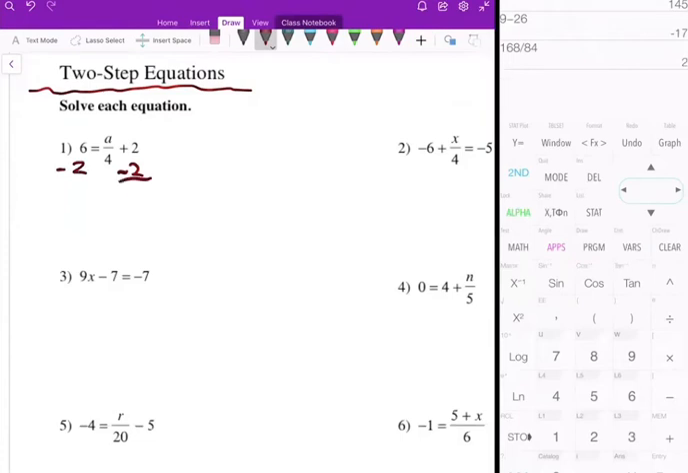So 2 minus 2 is 0. 6 minus 2 is 4. Right? So now I'm not done yet. So that was my first step, right? So I still have this here. So I want to bring that down. So I have A over 4 equals 4. Now, again, like we did last time, we have to multiply by the reciprocal of 1 over 4, which is just 4 over 1. Now, whatever I do to one side, I have to do to the other side.